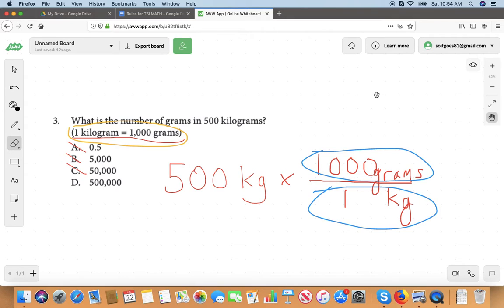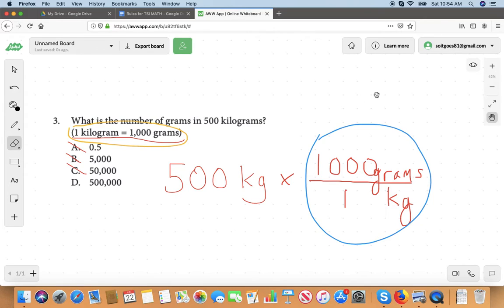So in a sense, you could say that this whole conversion unit is really just 1, which it is. Right? We've got something being divided by itself. So we're not going to change the value of 500 kilograms. We're just going to change the form of 500 kilograms. We're going to change it into grams. Okay? So let's start canceling some things out. Notice I've got kilograms in the numerator right here, and kilograms in the denominator right here. I can cancel this out.